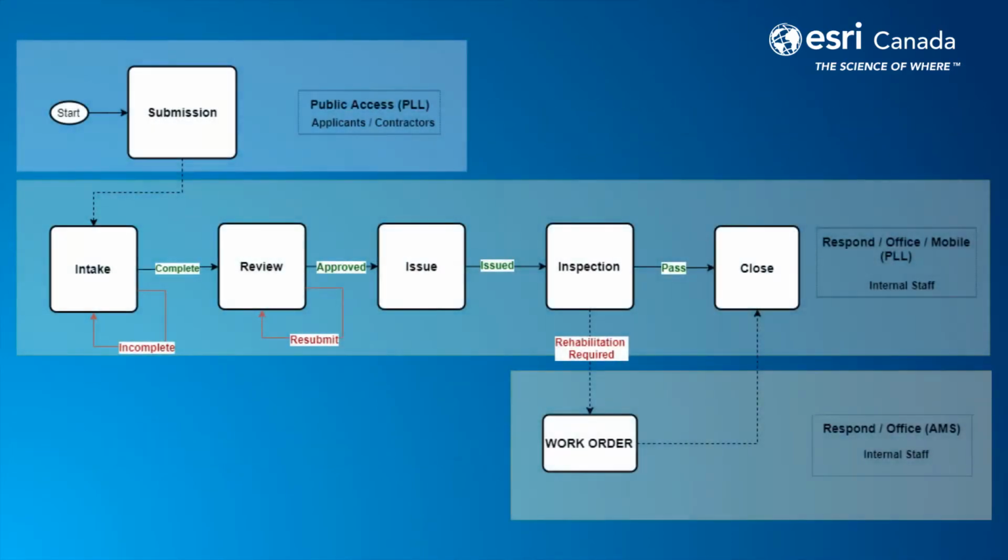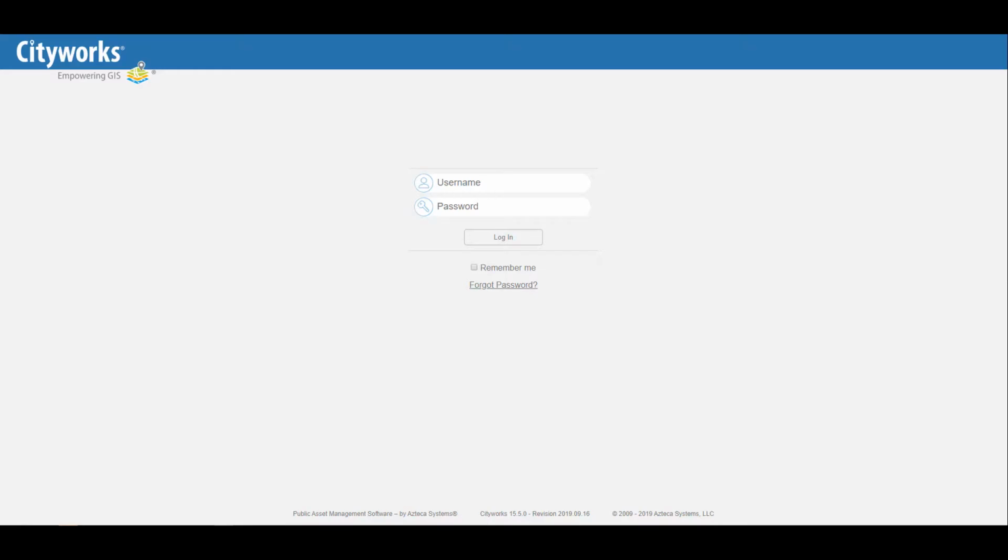I will be proceeding with the sample road use permit workflow, particularly performing the intake and review tasks for the electronically submitted application from public access. I will also be issuing the permit. I will then show how to process an application that is submitted offline, for example, a scanned application that is submitted via email or an in-person submission with the hard copy. Let's get started with Cityworks PLL using the Respond app.